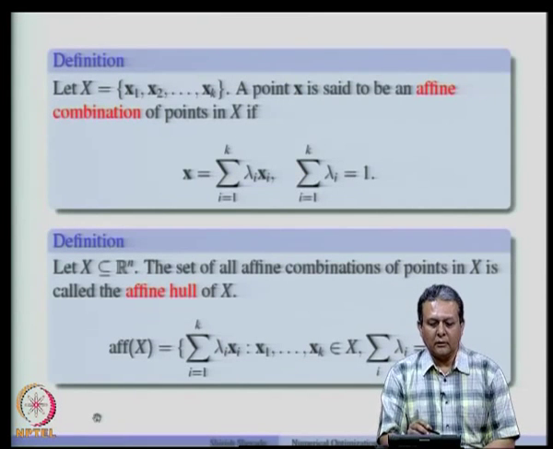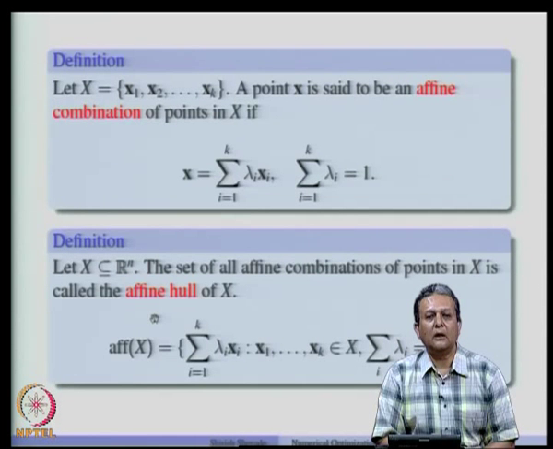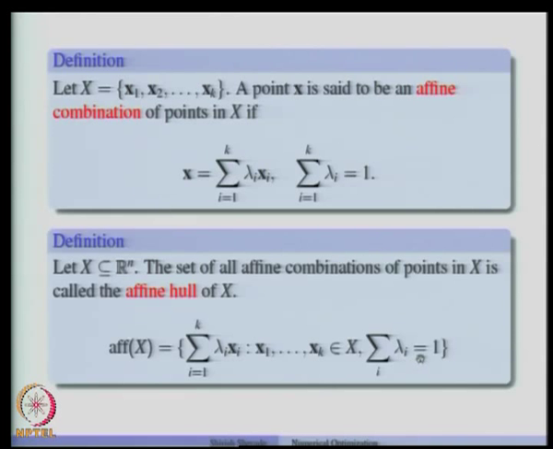Now, then one can talk about this affine hull. So, affine hull is the set of all affine combinations of the points in X, and it can be written as a set of all affine combinations of xi's in X. So, remember that sigma lambda is going to be 1. So, you take any k points in the set X, take an affine combination of them and collect all possible such affine combinations, we will get the affine hull of the set X.